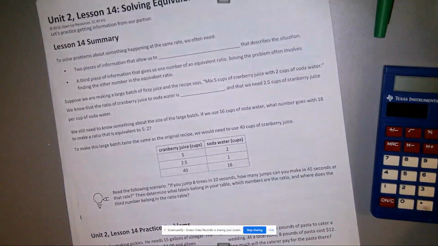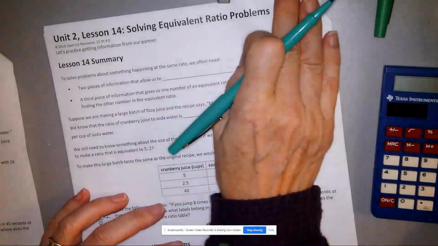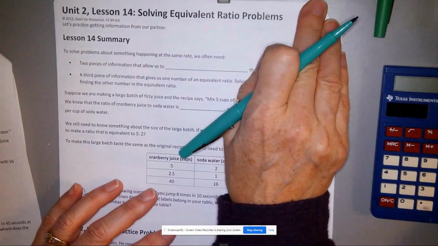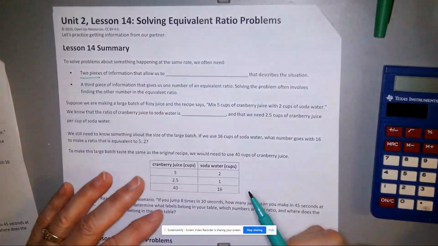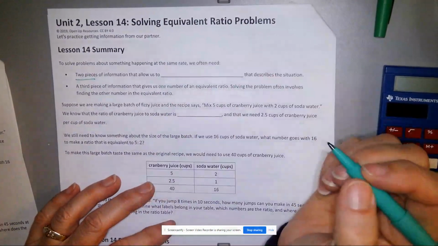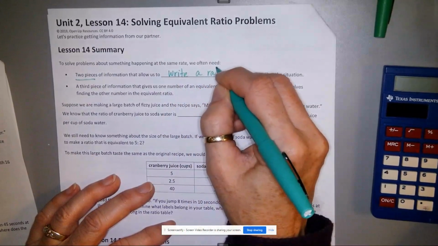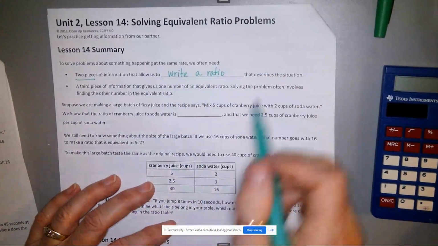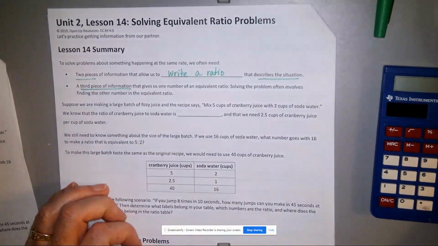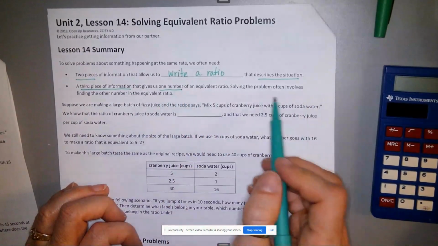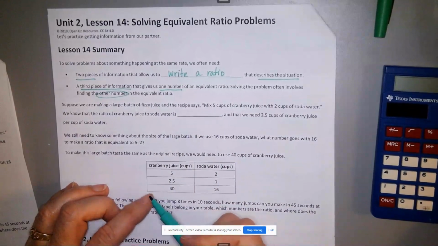All right, lesson 14. When we have something happening at the same rate, first, we need our two pieces of information, which help us to write a ratio that describes the situation. We also need that third piece of information. They give us one number to help us find the other number. So let's look at this example.